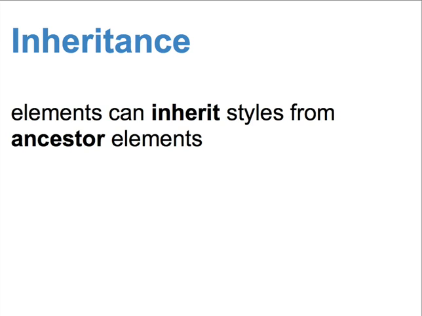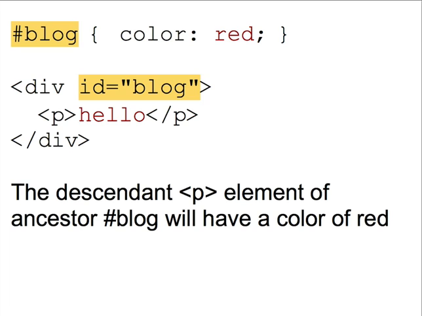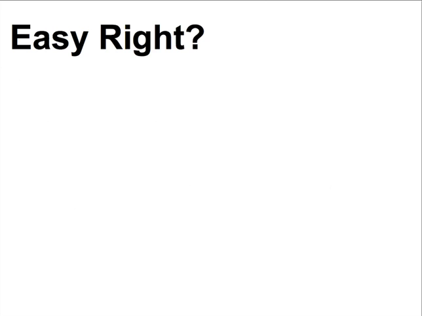Alright, now we're going to talk about inheritance. Elements inherit styles from ancestor elements. For instance, here, if we say an element with the ID of blog is colored red, all text inside an element with ID blog is now red, including that P right there. Its text will be red, even though we didn't set P's text color red. In other words, it's inherited the text color from its ancestor, the div with ID blog.